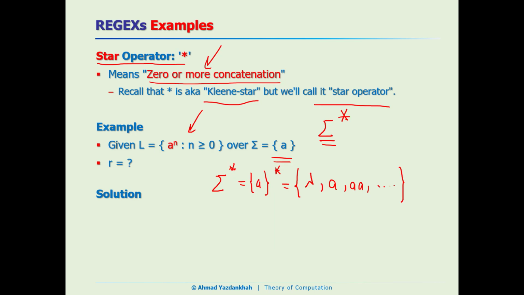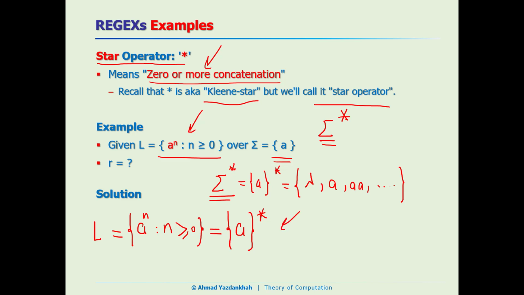How about this language? Do you agree that this language is in fact a sigma star? If this is the case, then I would say A to the n such that n is greater than or equal to 0 is equivalent to A star. Yeah, I wanted to reach this point. Okay, now let's get back to our question.